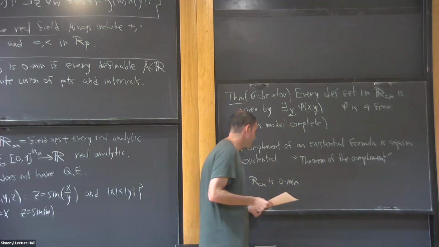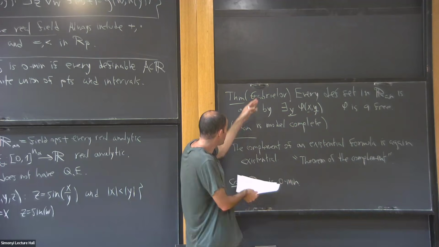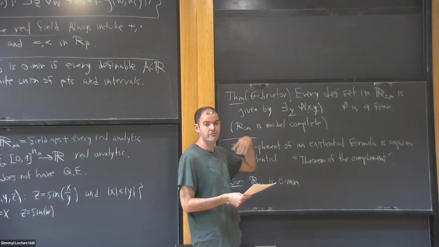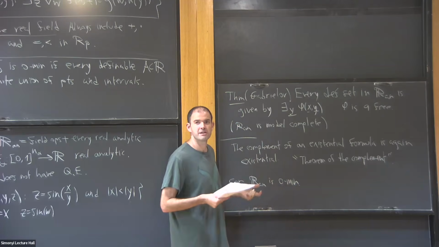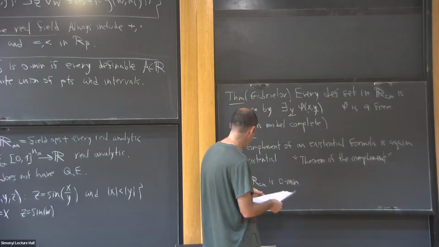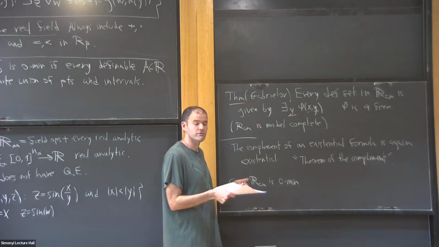Okay, so this is maybe the classical part of o-minimality. People did this, including this Gabrielov theorem, before o-minimality was invented. And you don't really need this o-minimal machinery to understand any of this. The proof is kind of a geometric proof that Gabrielov gave.